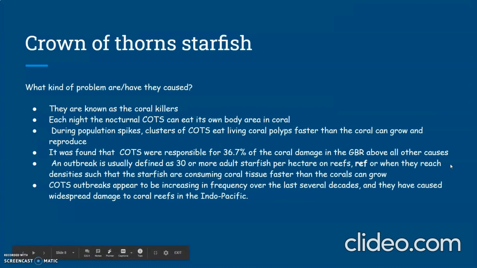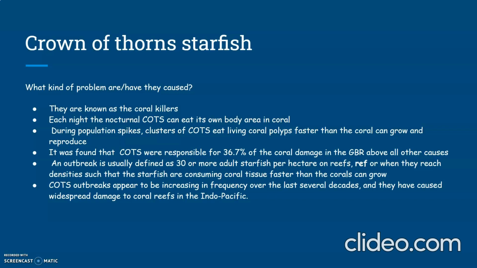Now, what kind of problem have and are they still causing? They are known as the coral killers, and each night they can eat their own body area in coral. And during the population spikes, clusters of them can eat living coral faster than the coral can grow. And that is the biggest problem that they have on the Great Barrier Reef.